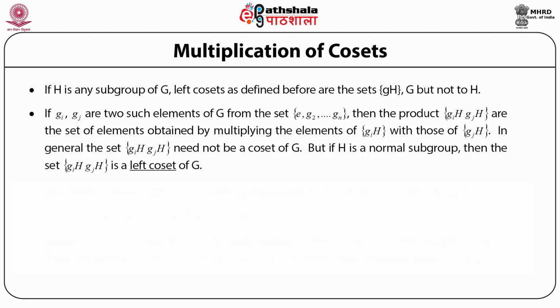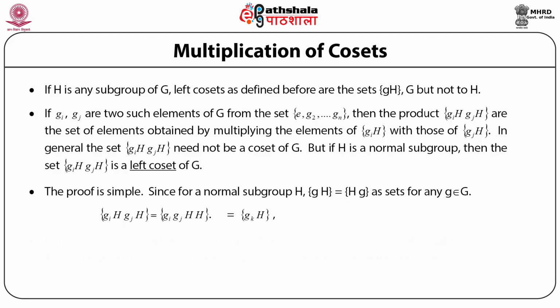But if H is a normal subgroup, then the set giH gjH is a left coset of G. This can be seen as follows. Since for a normal subgroup H, the set of elements gH is equal to Hg for any g belonging to the group G, the proof of the above statement is simple.